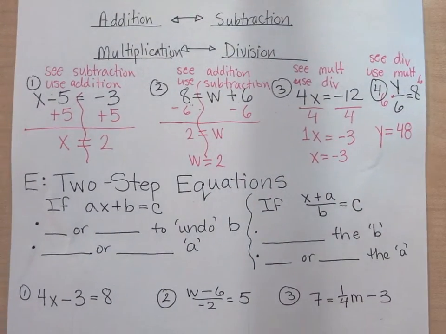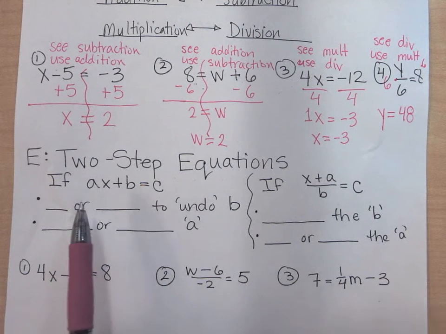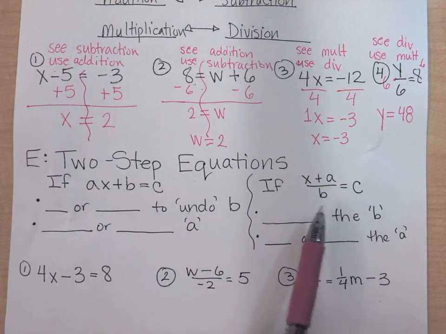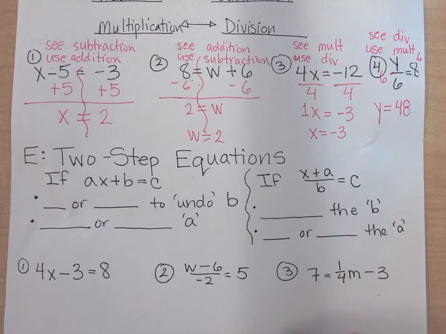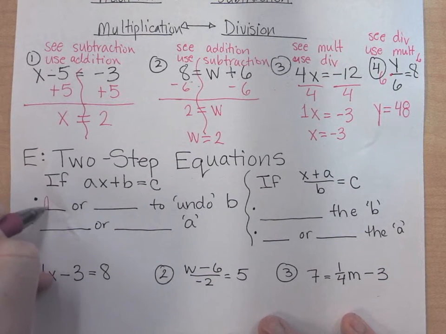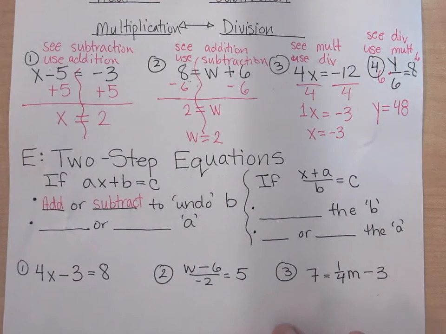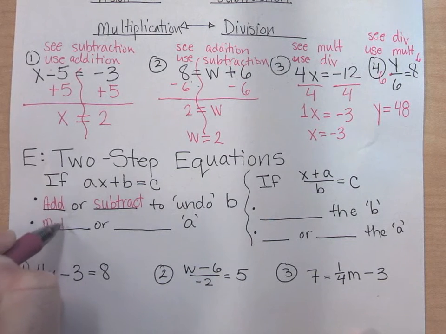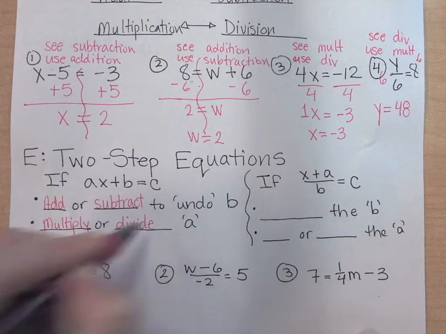All right, now we're going to move into some two-step. Now, two-step kind of have two main groups. You might have something that looks like this, or you might have something that looks like the one on the right. So we're going to do two examples of both. So if you have something that's like ax plus b equals c, we're going to add or subtract in order to undo that b, to get rid of the b, eliminate the b value. And then we multiply or divide to eliminate the a value.